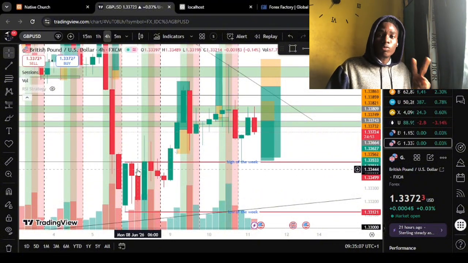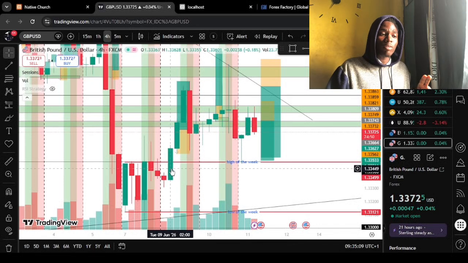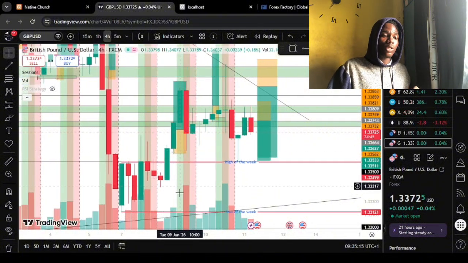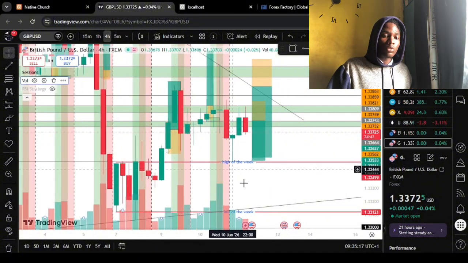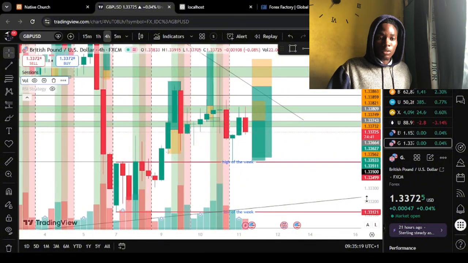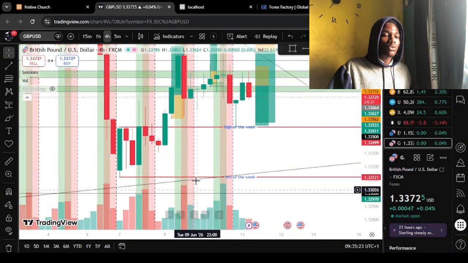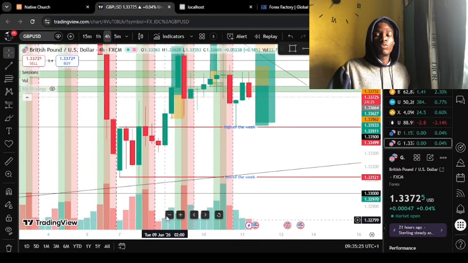That's the high of the first 4-hour candle to form for the week. We are going to have a candlestick close above the high of the week. And if we are going to have a bearish week, we are going to have a bearish candlestick close below the low of the week.